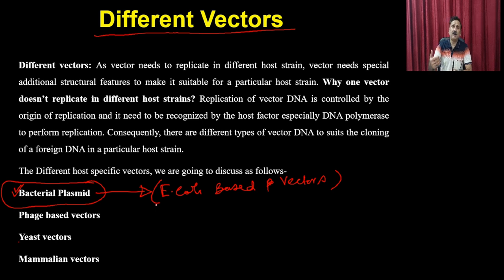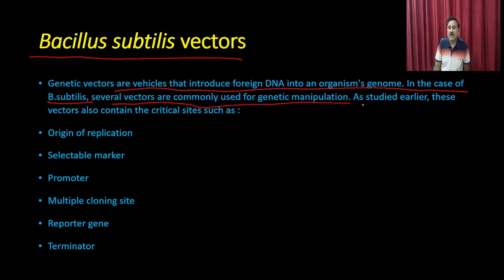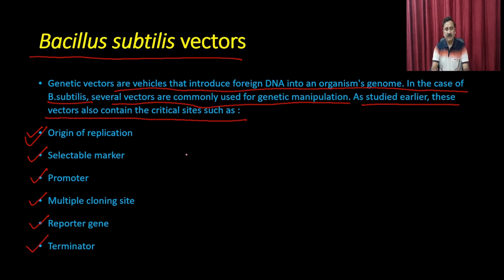So, it is important that we discuss the plasmids or vectors related to Bacillus subtilis. Generally, vectors are the vehicles that introduce a foreign DNA into an organism's genome. In the case of Bacillus subtilis, several vectors are commonly used for genetic manipulations. As studied earlier, these vectors also contain critical sites such as origin of replication, selection markers, promoters, multiple cloning site, reporter genes, as well as terminators. So, Bacillus subtilis vectors have similar components to what we require for making plasmid vectors, whether a cloning vector or an expression vector.